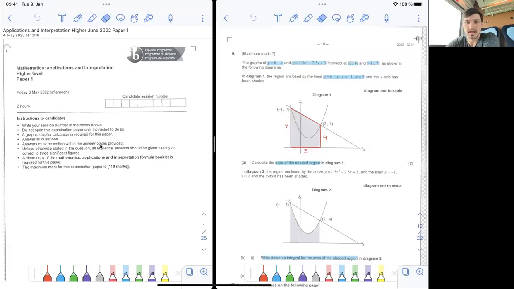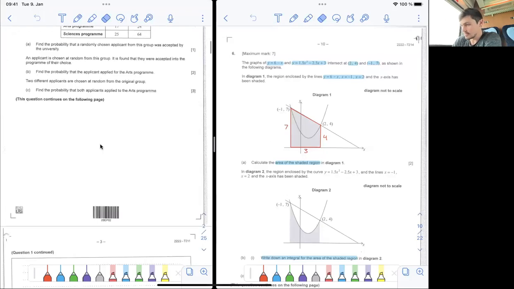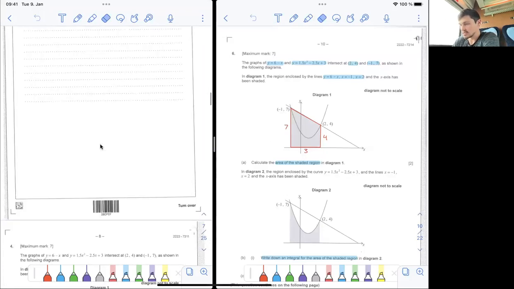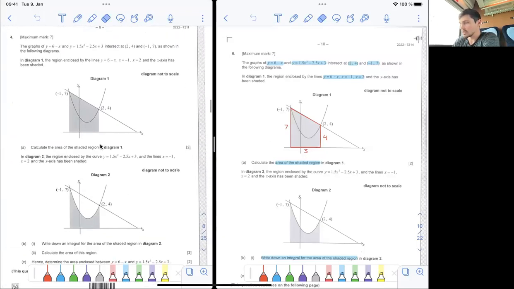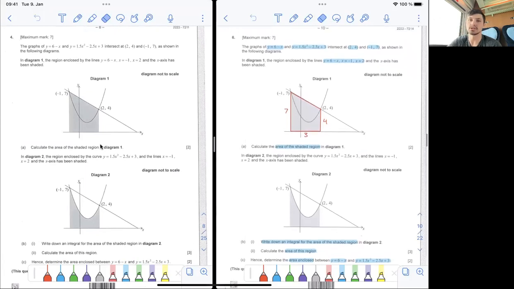Question 4 from the AIHL exam is here, which is identical to question 6 from the AISL exam. So the following recording is my answer to question 6 from the AISL exam.